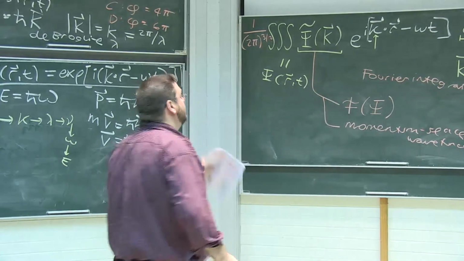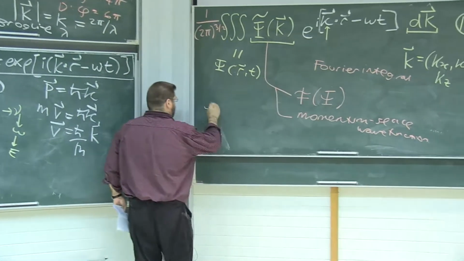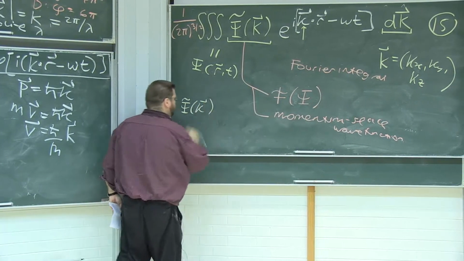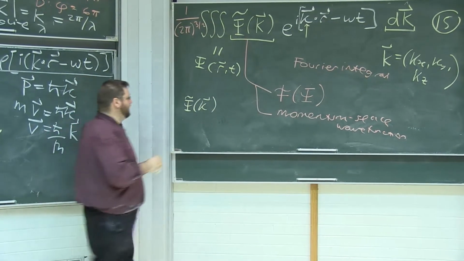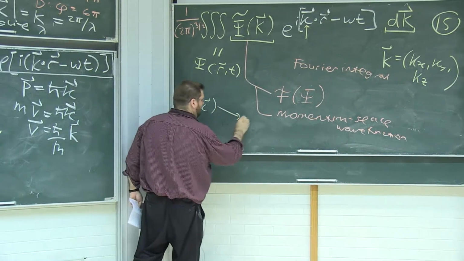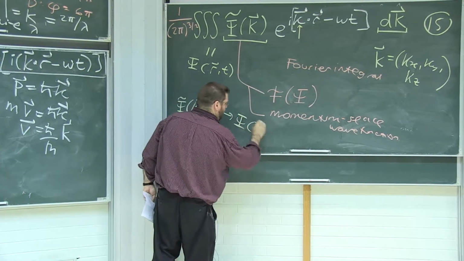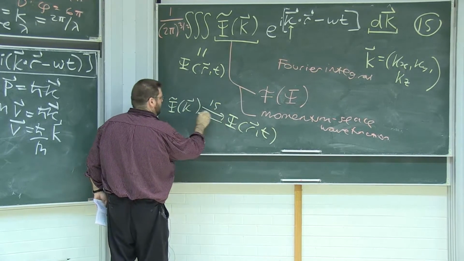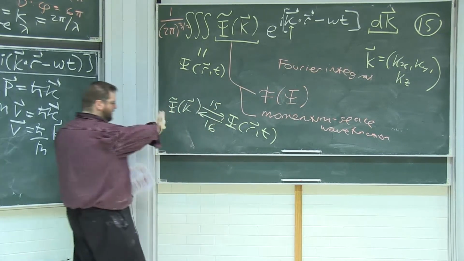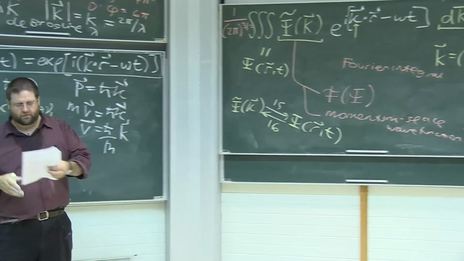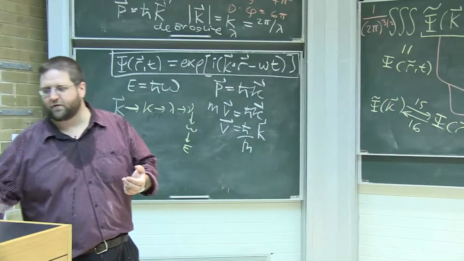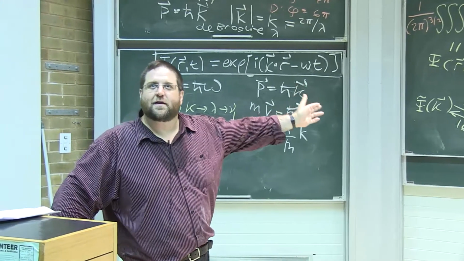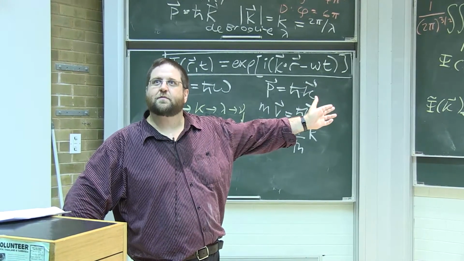Equation 15 lets you go from the Fourier space representation or the momentum space representation of the wave function to the real space representation of the wave function. Equation 16 tells you how to go in the opposite direction. These are two different ways of representing the system. That also begs the question, is one way better than the other? Well, no. There's infinitely many ways to represent any system.